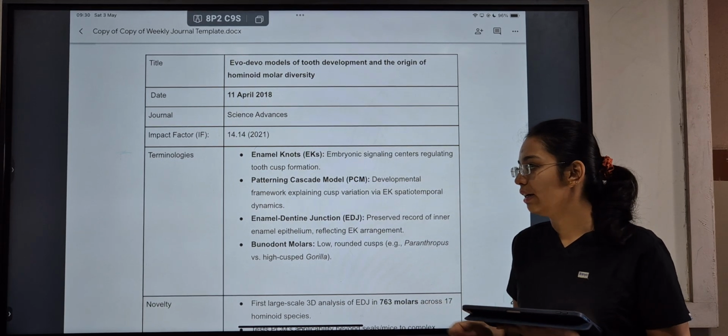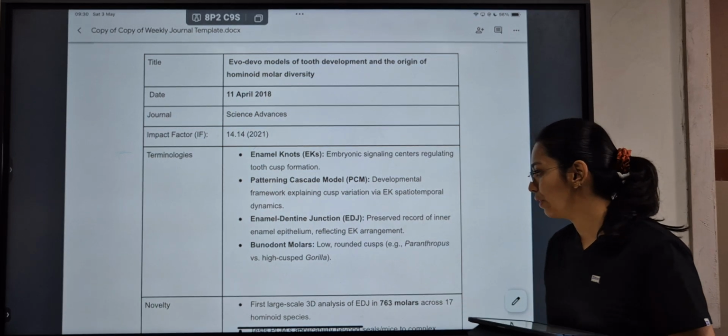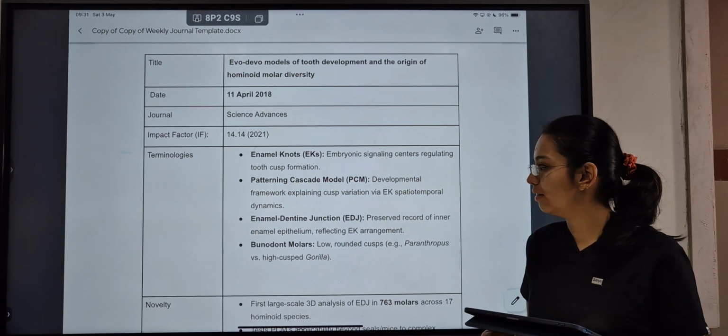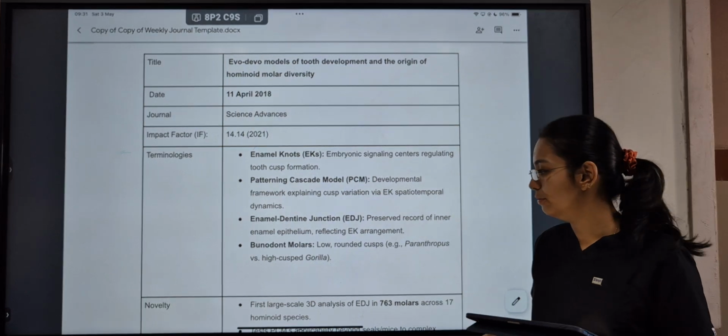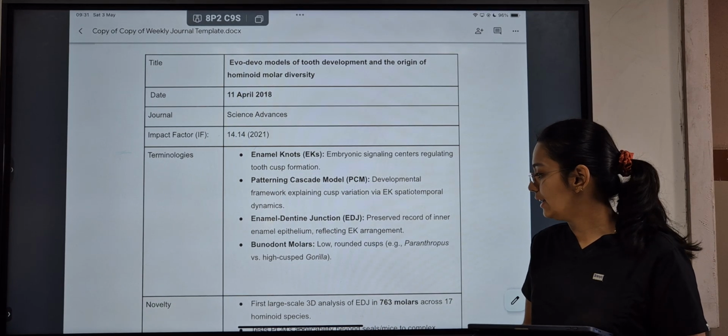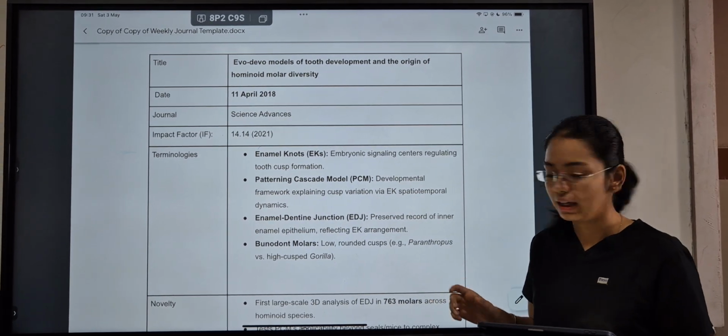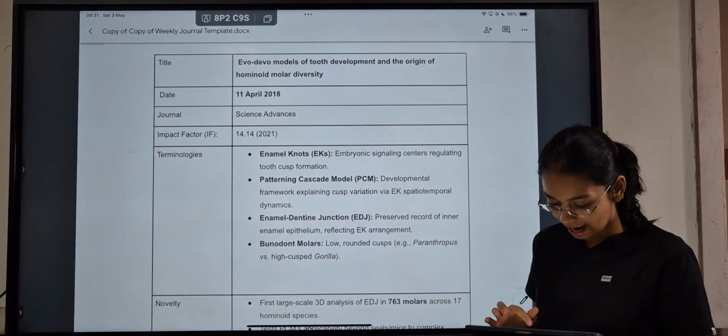And we have something called the enamel dentin junction, EDJ. It is a preserved record of the inner enamel epithelium reflecting the enamel knot arrangement. And hominoid molars have low rounded cusps, which were seen in Paranthropus, which has high cusps, and gorilla. So it's basically seen in animals.